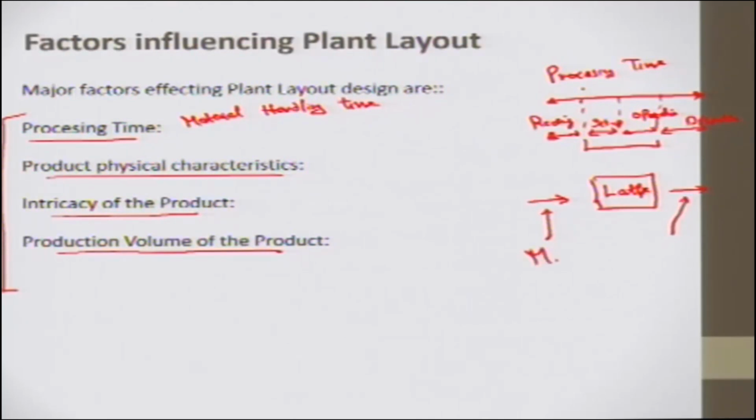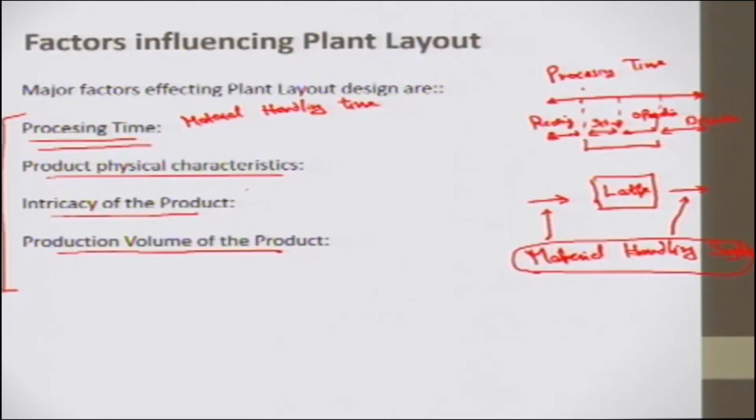These are done by material handling systems. So this material handling time is very much dependent upon the kind of plant layout, the design of our plant. It has a significant proportion of the total time of manufacturing, and any reduction in handling time of the product may result in great productivity improvement. So that is why processing time is one of the important factors that influence the plant layout.